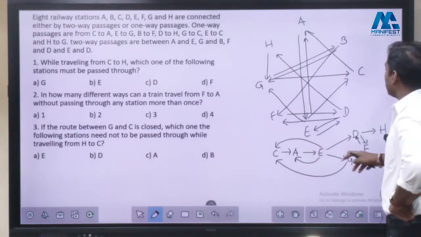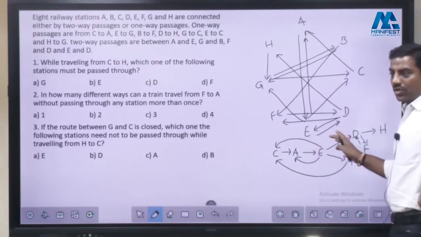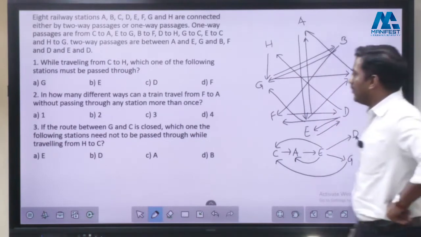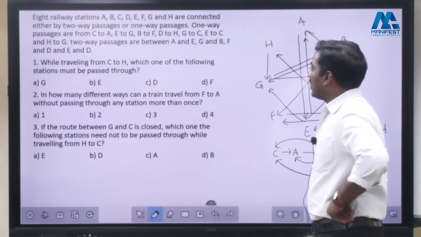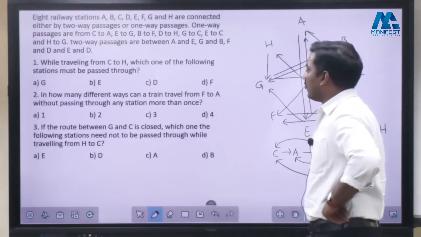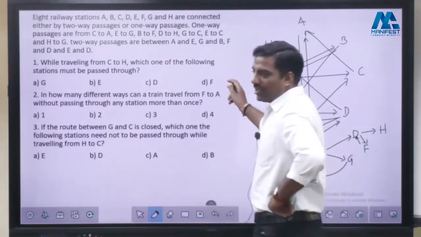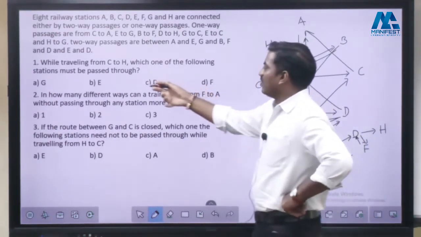From A to D, is there any connection? Direct connection, A to D? No, right? So A, E, D are compulsory. But here, we have two options, no? While traveling from C to H, which one of the following stations must be passed through? Maybe the option problem. You can make any one of them.